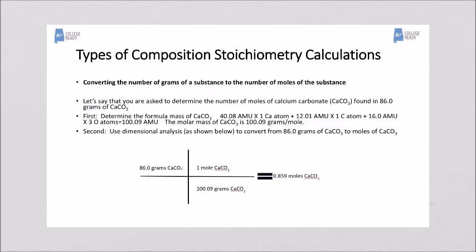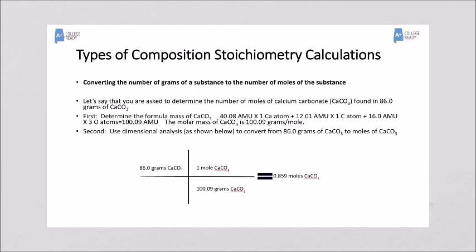So we're first going to look at what are called composition stoichiometry calculations. Here we're looking at the masses in one particular substance. Let's say we're trying to convert the number of grams of a substance to the number of moles of that substance. Let's say that we're given 86.0 grams of calcium carbonate, and we want to know how many moles are present. So first of all, we need to determine the molar mass of calcium carbonate.